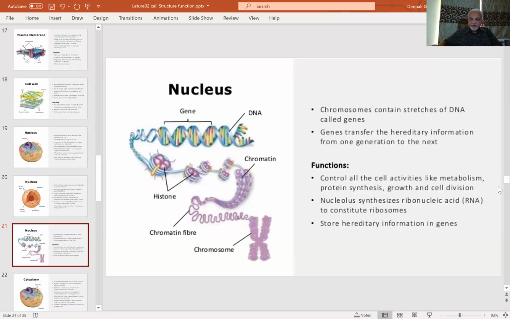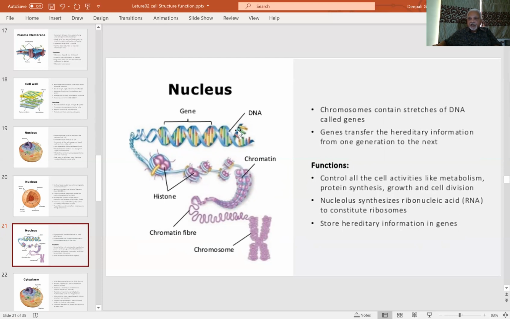And what it contains inside are these thread-like structures, what we call chromosomes. Chromosome is the storage house of genetic information, and the chromosomes have fibers like chromatin, and chromatin is made up of protein and DNA.